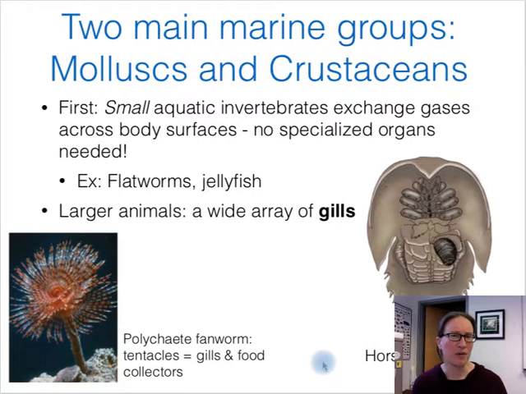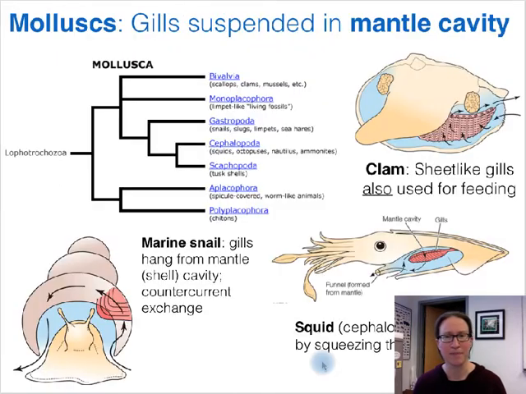So for the marine invertebrates, we're going to consider two main groups, mollusks and crustaceans, with a focus on the decapod crustaceans. Before I dive into either of those, just a quick comment that small aquatic invertebrates can just exchange gases across their body surfaces. They don't really need any specialized organs, right? If your tissues are thin enough, simple diffusion will do the job. So things like flatworms and jellyfish do not have very fancy breathing organs. In contrast, larger marine animals basically have a wide array of structures that we collectively refer to as gills.